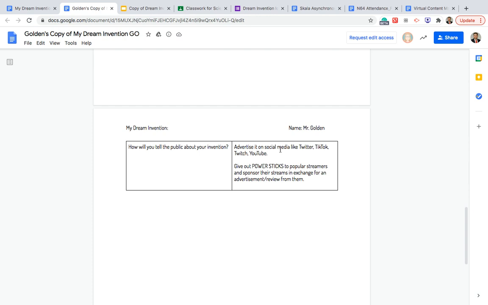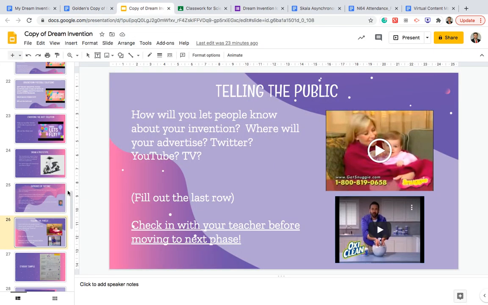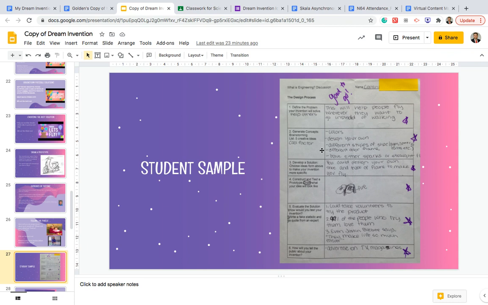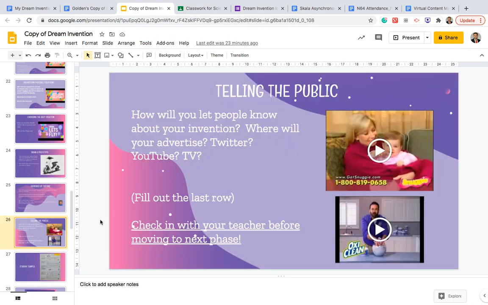Mr. Golden talked about giving the Power Stick out to popular streamers and sponsor their streams in exchange for advertisement. And then they could review them as well. So getting the word out about your invention. So this is a student sample with all of them filled out. So this student said they're going to advertise on TV and magazines.